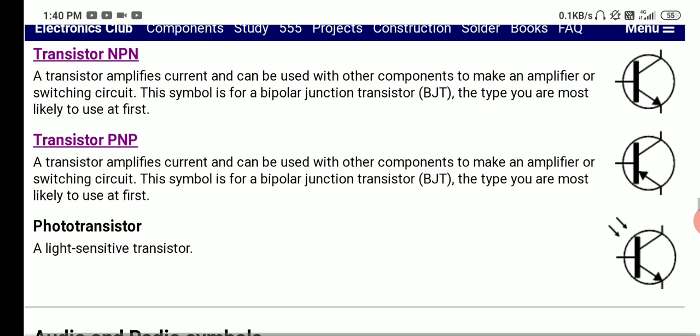If you see it in NPN, you will see the arrow outside, and in PNP you will see the arrow inside. How both NPN and PNP work, I'll be teaching you in other lessons. Phototransistor, same. When it gets photons, then it works.